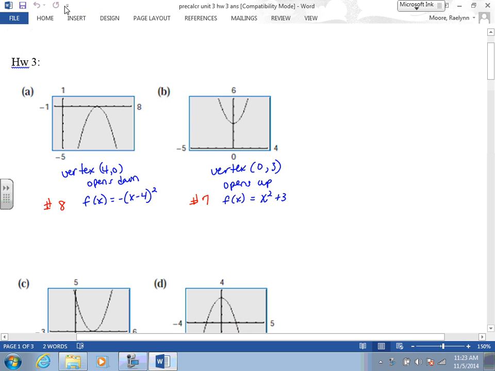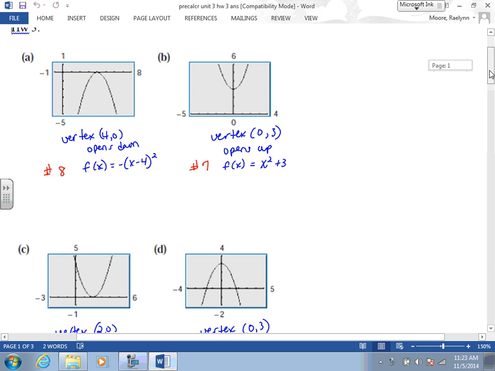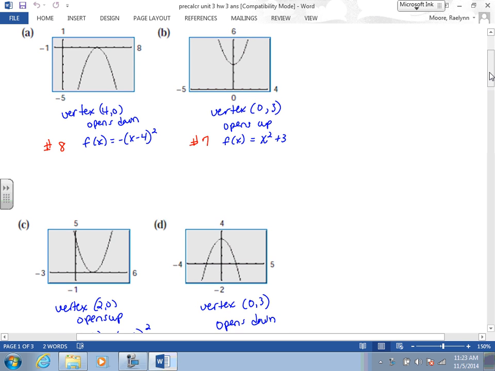Had to match these guys up. Does anybody have trouble matching them up? Your transformations are extremely helpful. You know your quadratic, your parabola, the core graph, it has a vertex of 0, 0. So first of all, if it's opening down, you know it has to have a negative. If it's opening up, you have to have a positive. So that helps give you a little bit of a heads up.